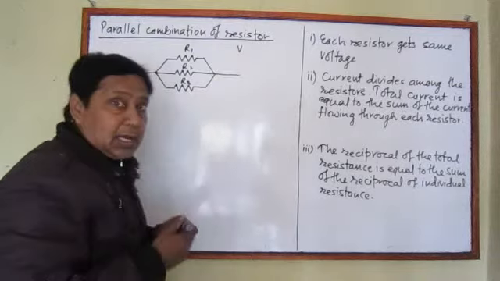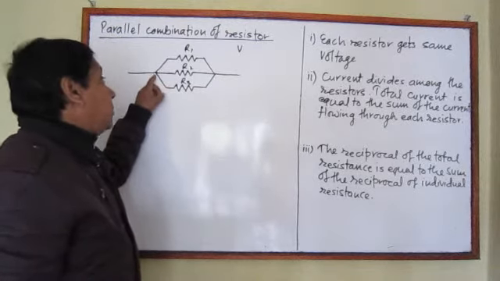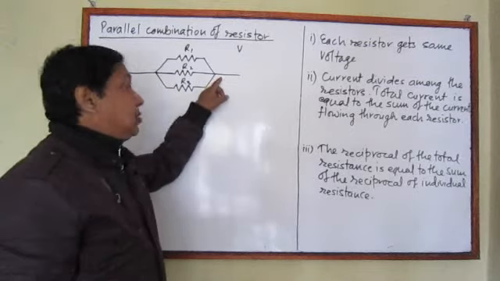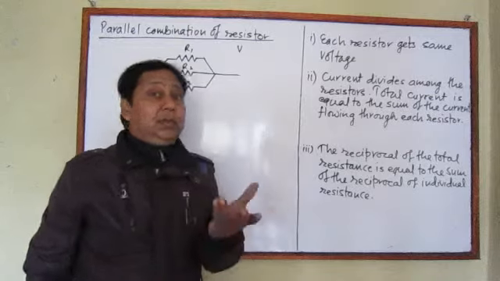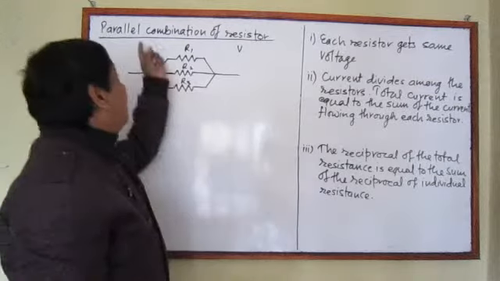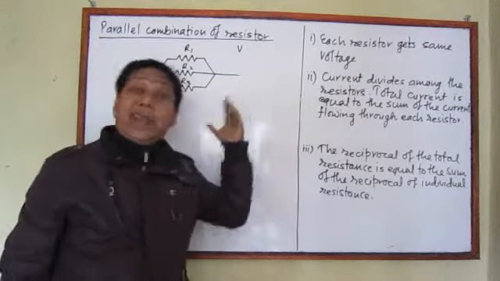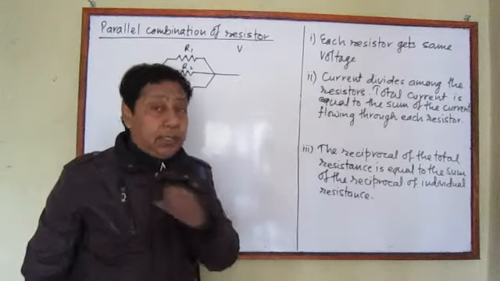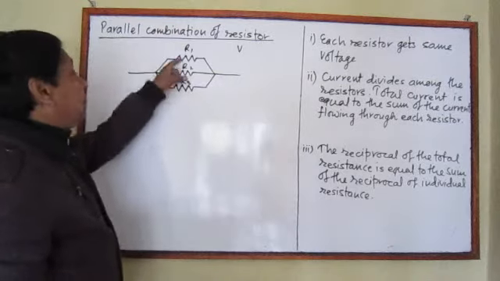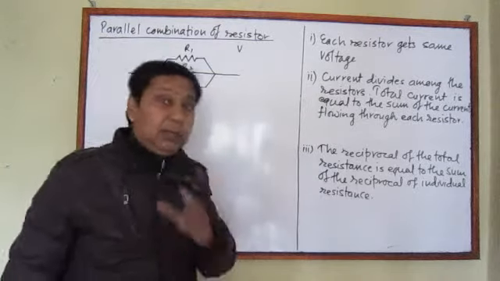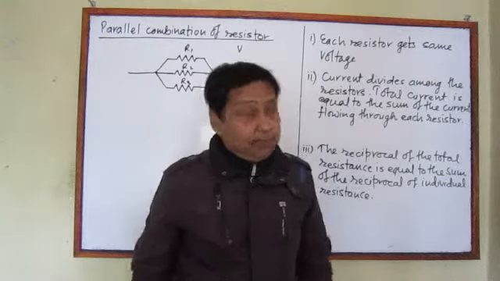Now thirdly, what can I say? When one end of each resistor is connected to a common point and the other end of each of them is connected to another common point, due to which all of them get the same voltage, then the combination is called a parallel combination of resistors. Now I want to talk about the characteristics of the parallel combination of resistors. Just now I told you that in this combination each resistor gets the same voltage. This is one of the characteristics.